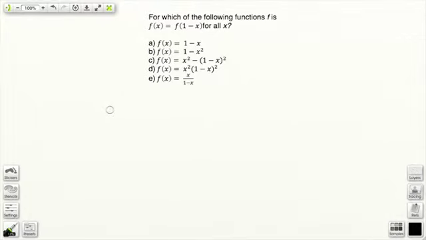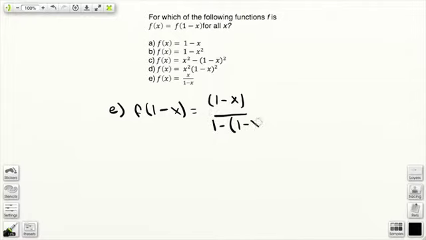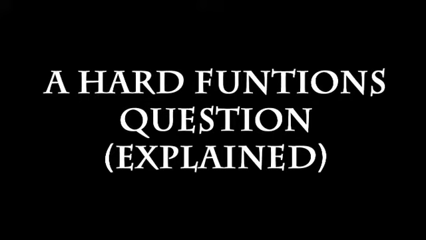Now finally, if we look at E, we're going to find equals quantity 1 minus x over 1 minus quantity 1 minus x, like this. Now 1 minus x stays the same, and we can simplify the bottom to plus x. So we end up with 1 minus x over x.